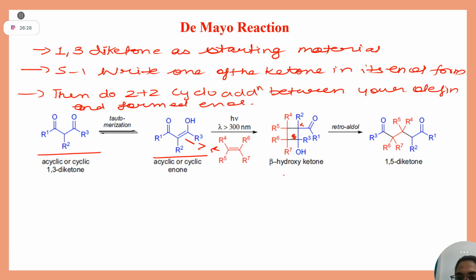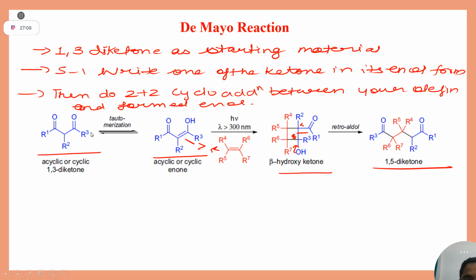Now if you look at this, you see alpha, beta. This is your beta hydroxy ketone, and you very well know that if there is a beta hydroxy ketone anywhere, it can undergo your retroaldol reaction, right? Retroaldol means your oxygen lone pair will go there. Now, which bond will cleave? This bond. Okay, this bond will cleave, and you will get a 1,5 diketone. So anywhere, if you observe that a 1,3 diketone is converted into a 1,5 diketone, then it is your de Mayo reaction.